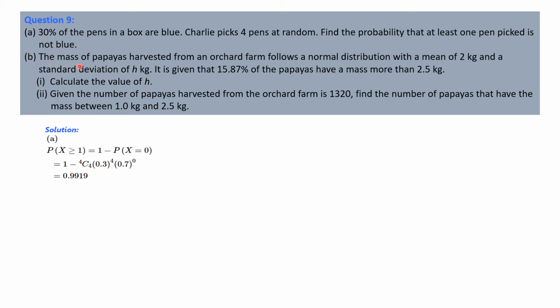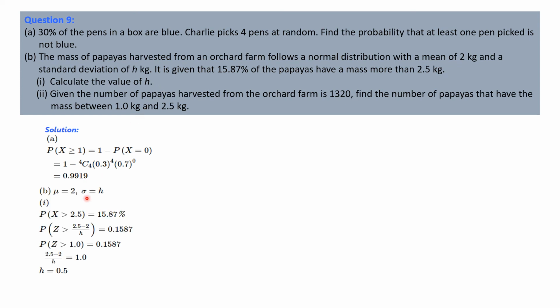B. The mass of papayas harvested from an orchard farm follows a normal distribution with a mean of 2 kg and a standard deviation of h kg. It is given that 15.87% of the papayas have a mass more than 2.5 kg. Number 1. Calculate the value of h. So we have a mean of 2 kg and a standard deviation of h.